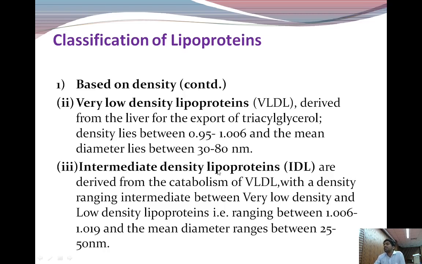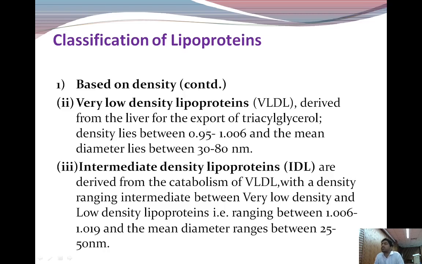Third is intermediate density lipoprotein, IDL. This will be formed from catabolism, which means breakdown. IDL is formed from the breakdown of VLDL, whose density will be between VLDL and LDL. The density of IDL will be more than VLDL and less than LDL, and its diameter will be smaller than VLDL.